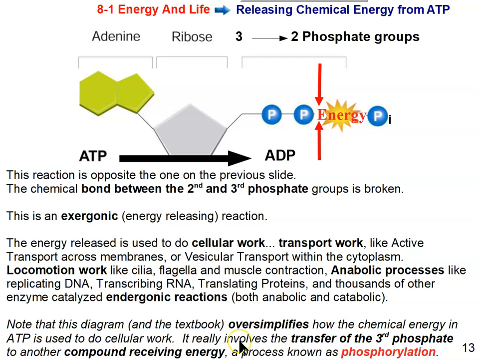And when a phosphate is transferred from ATP onto another compound, we call that phosphorylation. So the way that energy is transferred, the way that ATP gives up its energy is by giving up a phosphate to another compound, phosphorylating another compound. That other compound then has more chemical energy, and it is able to then participate in an endergonic reaction. So that's really what's going on when the energy of ATP is used to do work, cellular work, phosphorylation.